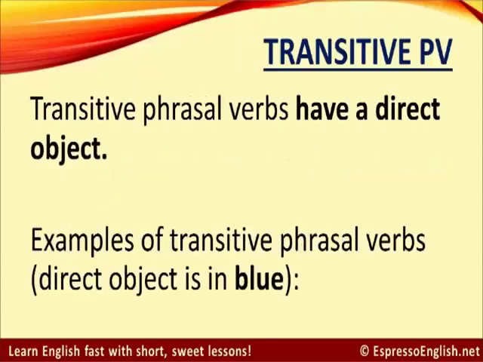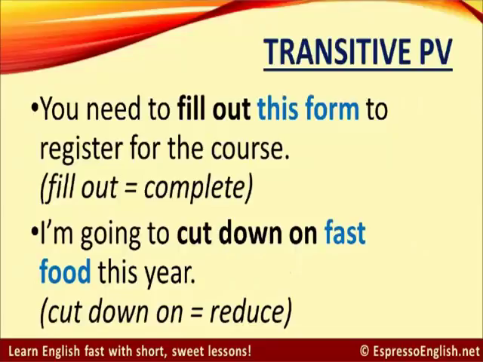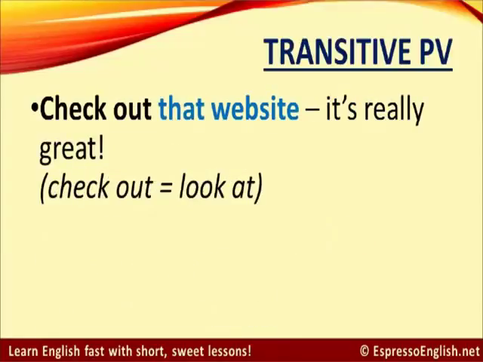Now let's look at transitive phrasal verbs. Transitive phrasal verbs have a direct object. Here are some examples of transitive phrasal verbs. The direct object is in blue. You need to fill out this form to register for the course. Fill out means complete, and this form is the direct object. I'm going to cut down on fast food this year. Cut down on means reduce, and the direct object is fast food. Check out that website. It's really great. Check out is another way to say look at, and the direct object is that website.